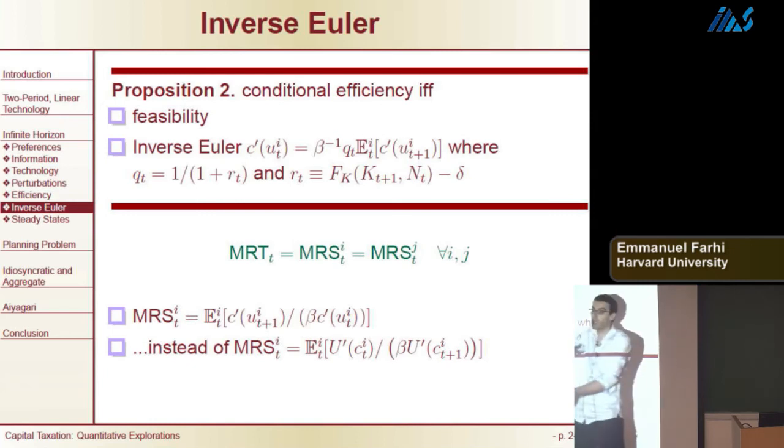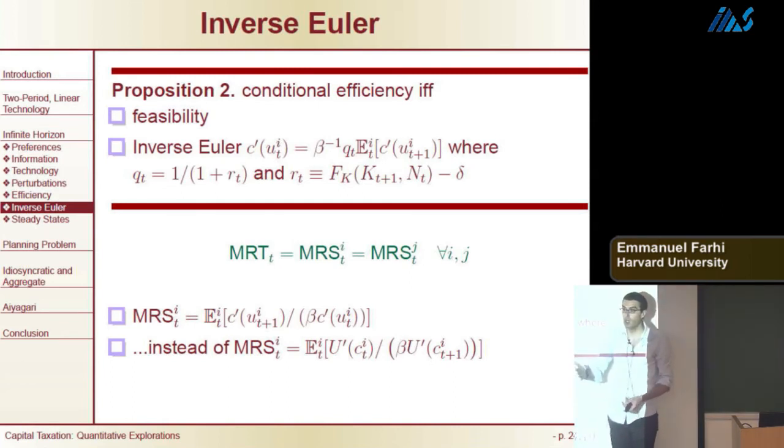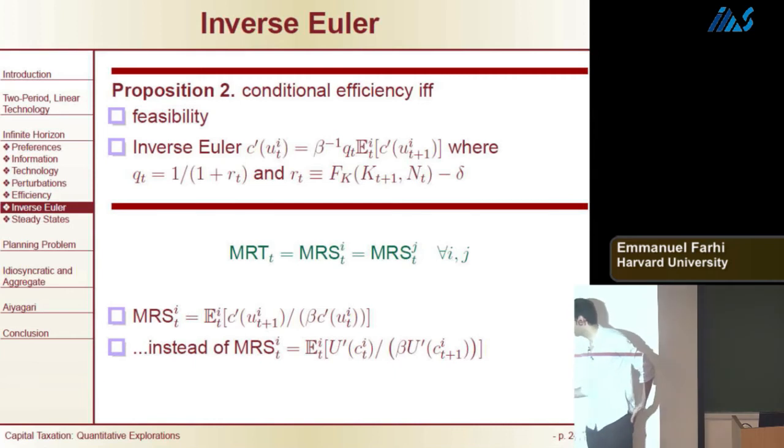So if I start from an allocation that satisfies the Euler equation, and I say, okay, I don't want to shift aggregate consumption over time, there are still going to be efficiency gains from respecting this prescription. And then there are going to be further efficiency gains from perturbing the aggregate allocation of consumption to make sure that this is equal to this.